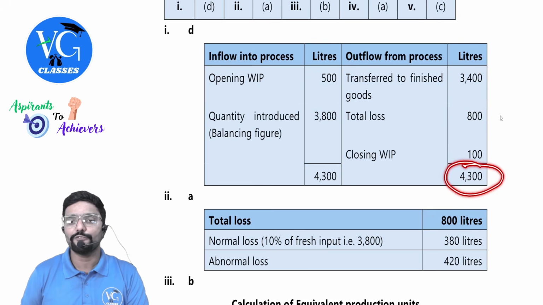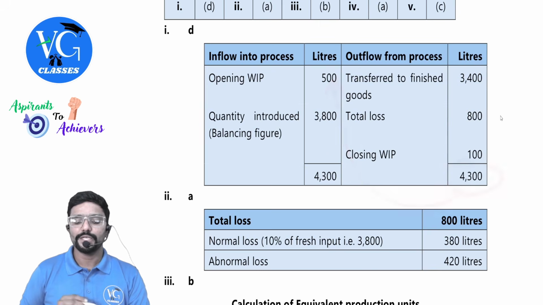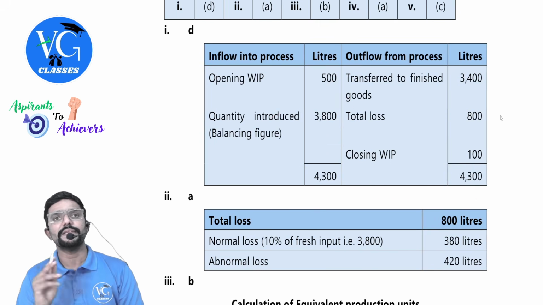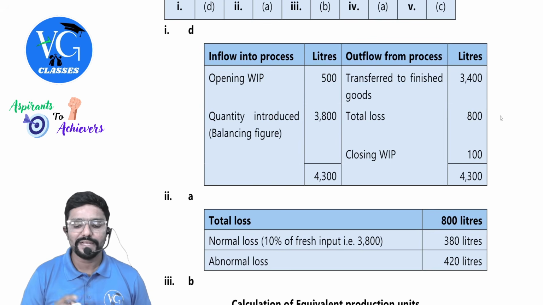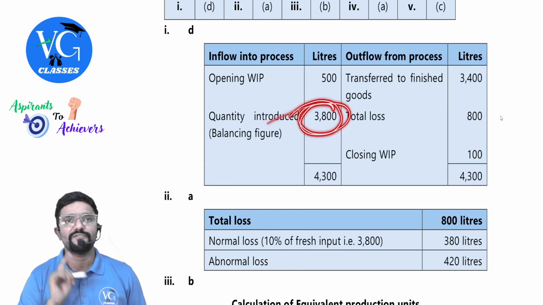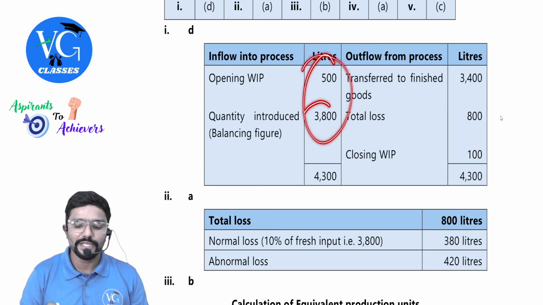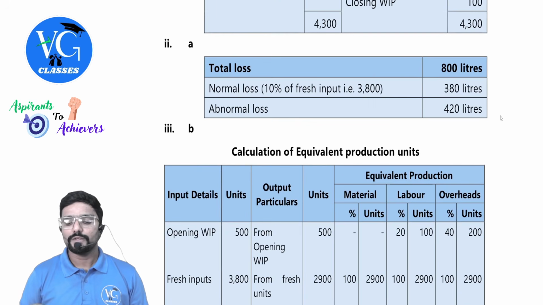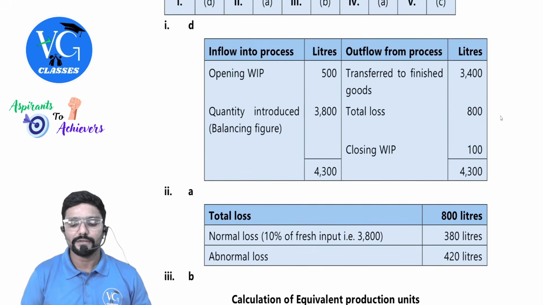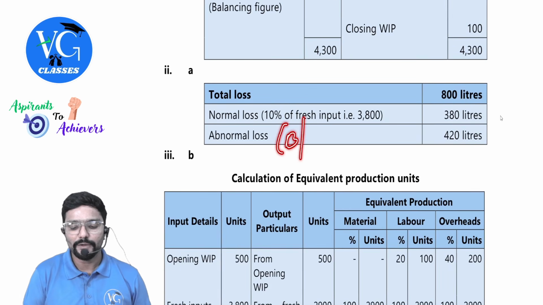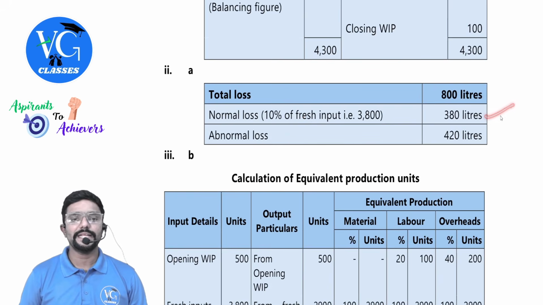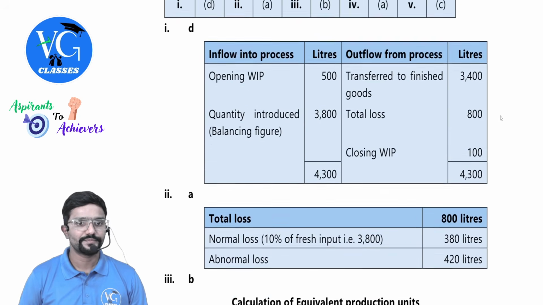So on the output side you will get 4,300 minus 500. You will get the balancing figure as 3,800. Those are the fresh units which are introduced during the period, guys. And please be careful, they have told clearly normal loss is on this fresh, not on the total. It is only on the fresh. Okay, so out of the total loss 800, how much is normal loss? 10% of 3,800. Remaining balancing figure is my abnormal loss. So normal loss is 380 liters, whereas abnormal loss is 420 liters. So the answer is A there.